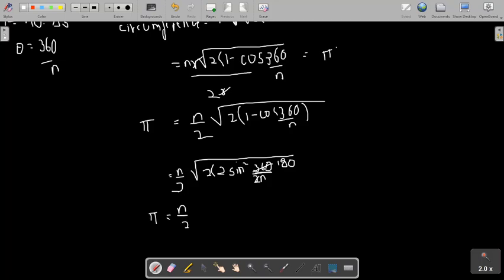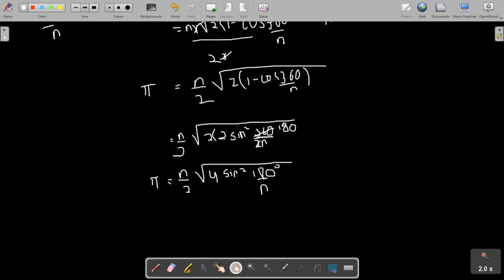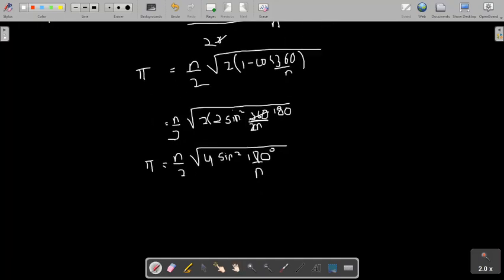first we'll write pi equals n upon 2 multiplied by 4 times sine square of 180 degrees upon n. So we know that the square root of 4 is 2, the square root of sine square is sine, and so the square root of sine square 180 upon n is sine of 180 upon n.